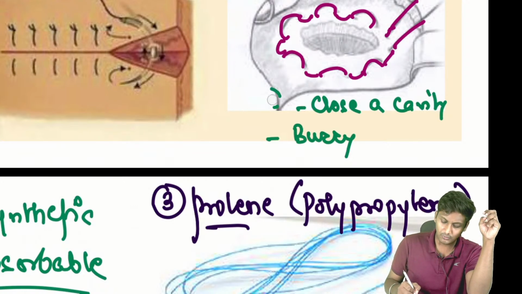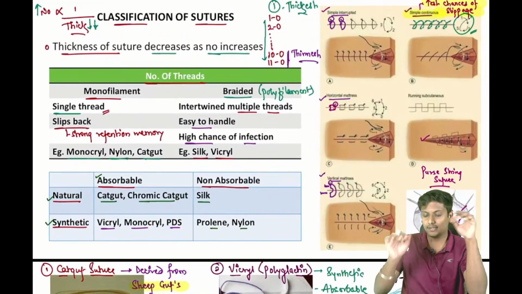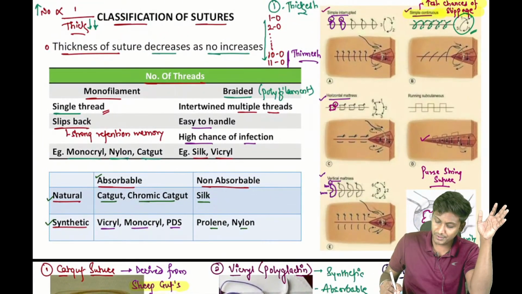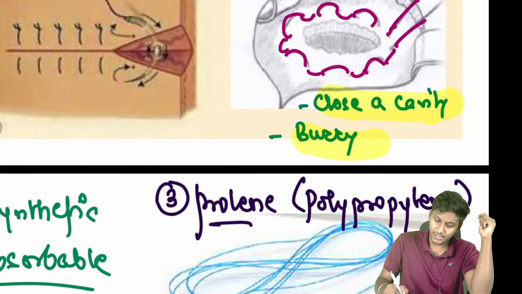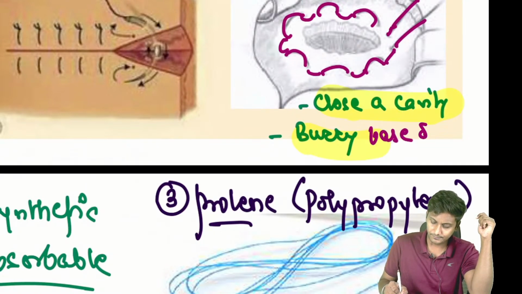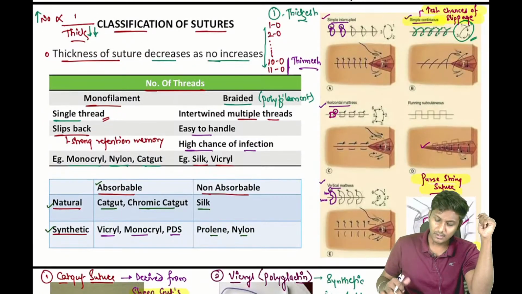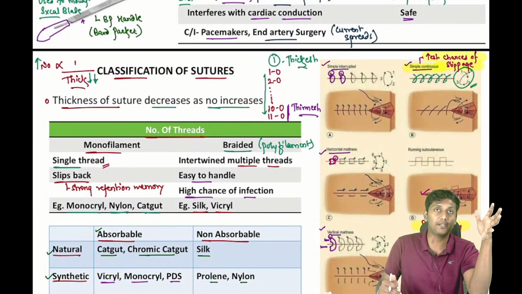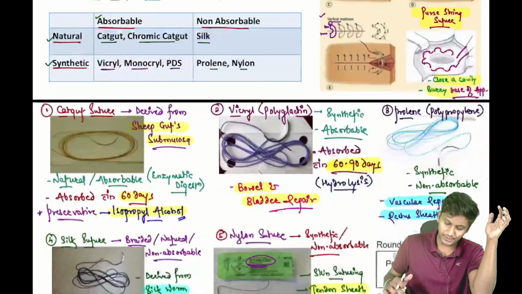So that is what is important to be remembered. No issues with this. Just remember the purse string suture is used to close a cavity, or for burying the base of the appendix. And definitely, the highest chances of slippage are usually seen with a simple continuous suture. Okay, so let's move further.